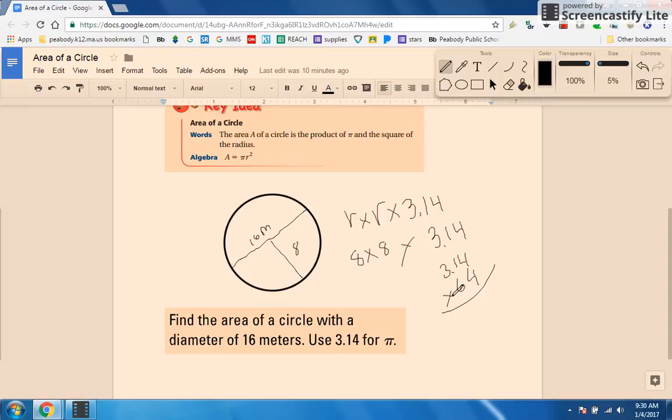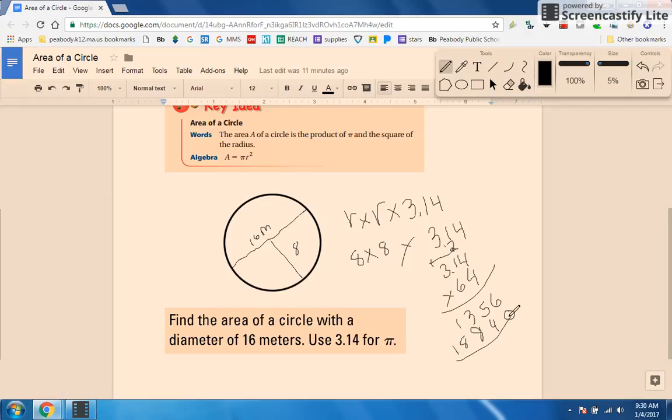So we get 4 times 4 is 16, carry the 1. 4 times 1 is 4, plus 1 is 5. 4 times 3 is 12. Next row, you have to start with a 0, and then multiply by 6. 6 times 4 is 24, carry the 2. 6 times 1 is 6, plus 2 is 8. Nothing to carry. And then 6 times 3 is 18.